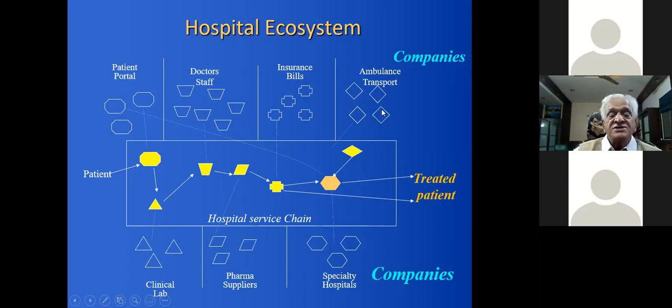If you look at the hospital ecosystem, there is the patient portal, a place where you go and register yourself in the hospital. There are doctors, staff, insurance companies, ambulance and transport, specialty hospitals, pharma suppliers, clinical labs, and of course the medical equipment like CT scans, ECG machines and all that. And the hospital needs to be regularly maintained, cleaned, and so on. If you add all the things needed to maintain a hospital, all these things come into the picture.